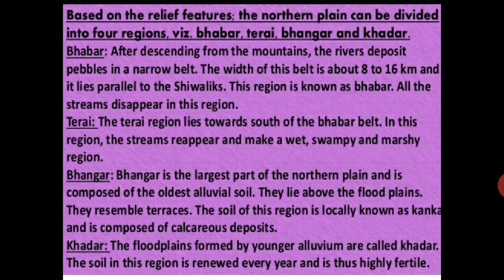The soil of this region is locally known as kankar and is composed of calcareous deposits. Now, Khadar. The flood plains formed by the younger alluvial are called Khadar. I told you, during the flood the river extends on both sides. So that part that is getting the alluvial soil again and again is called the Khadar. The soil in this region is renewed every year and is thus highly fertile. So every year new soil is coming, that is why that part is highly fertile.